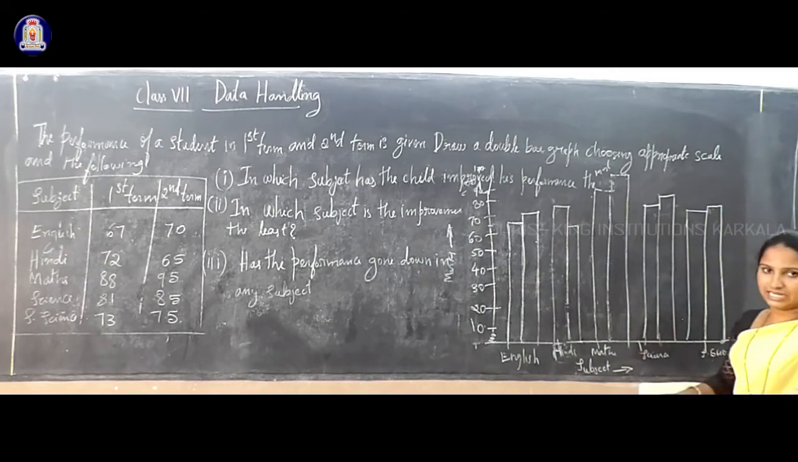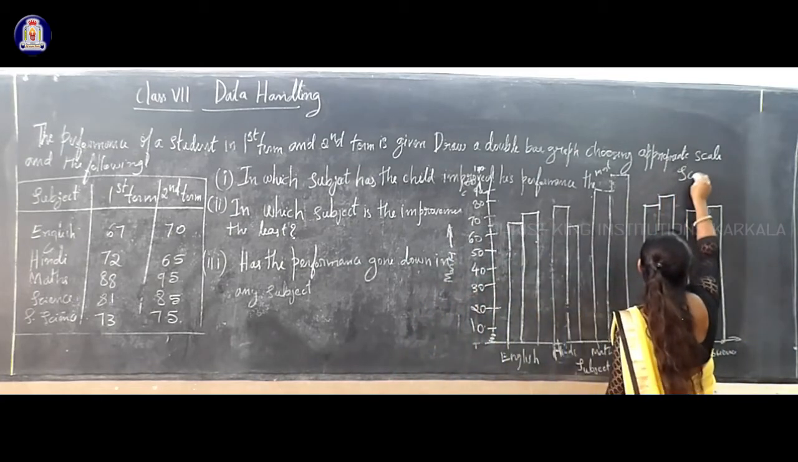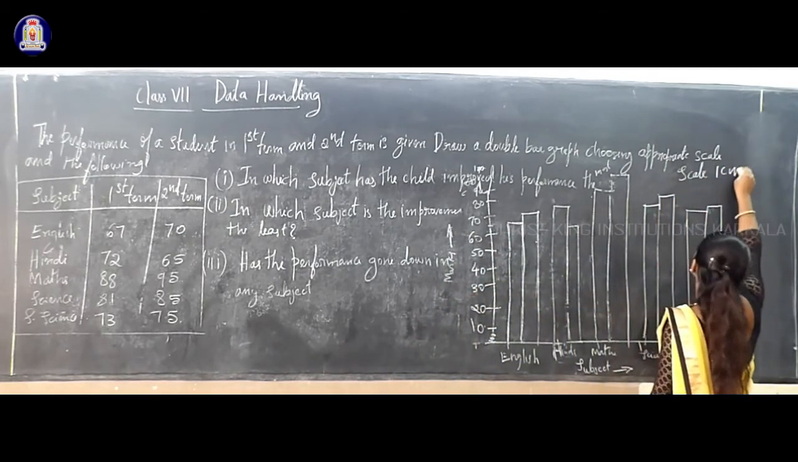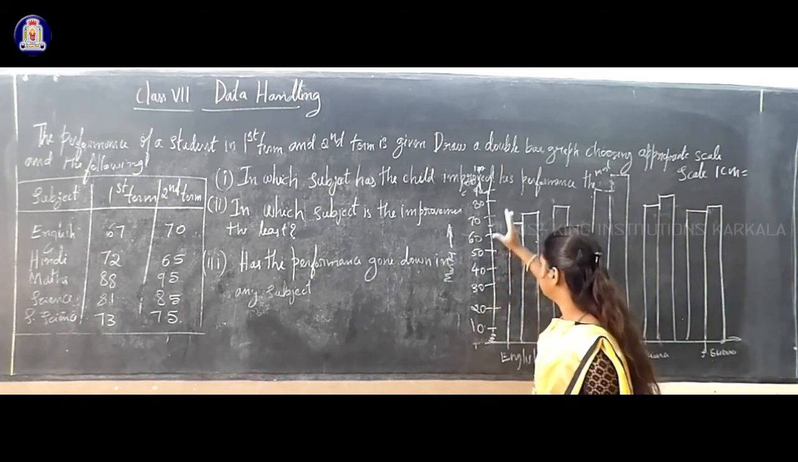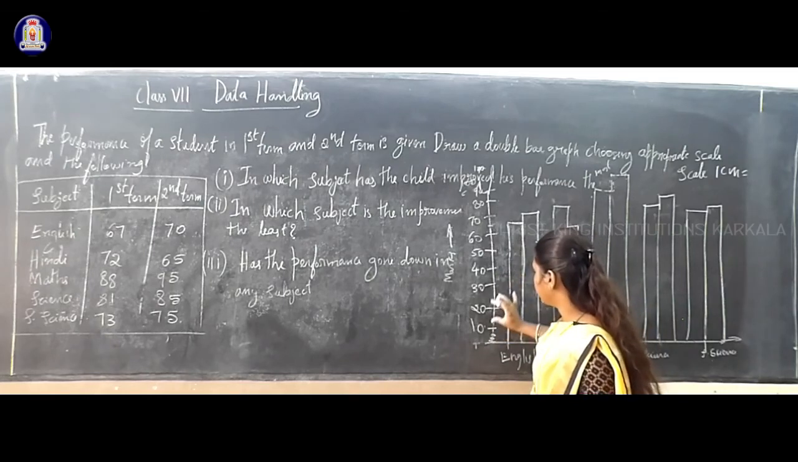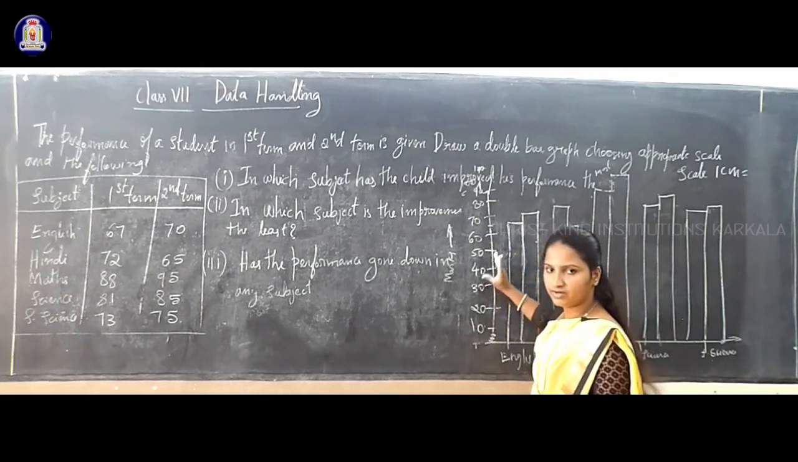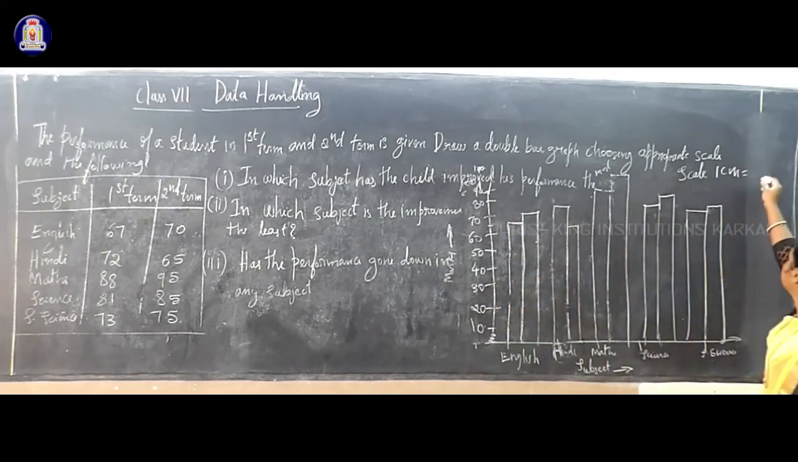So you have to use a scale and pencil and draw straight lines. First you have to write the scale. Scale is 1 centimeter will be considered 10 marks. Clear? Each 1 centimeter is 10 marks. Next, 10, 20, 30, 40, up to 100. So we have considered 1 centimeter is 10 marks.